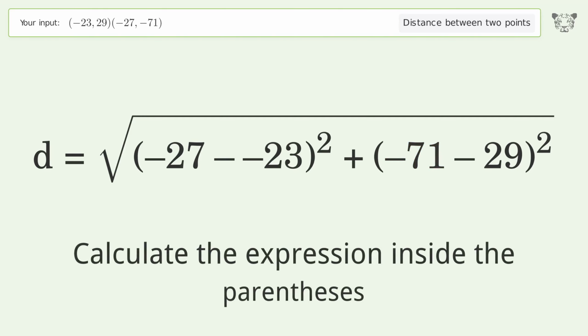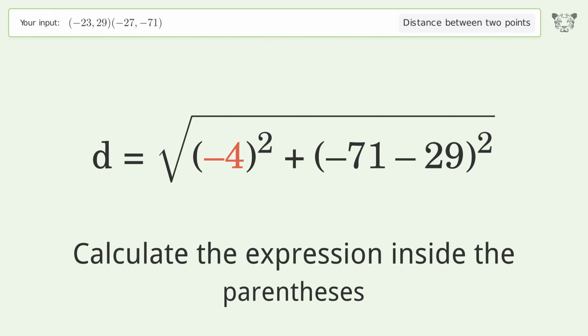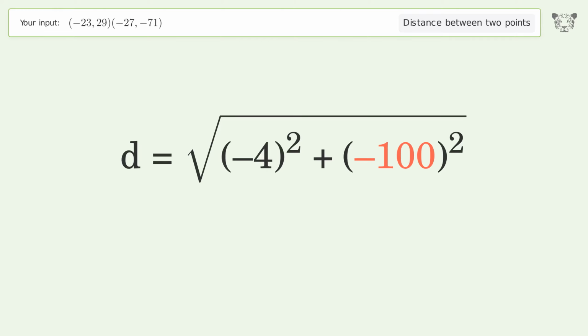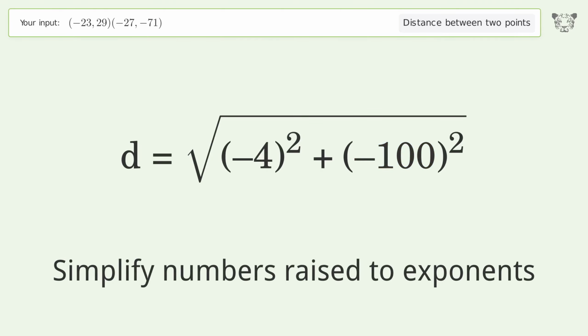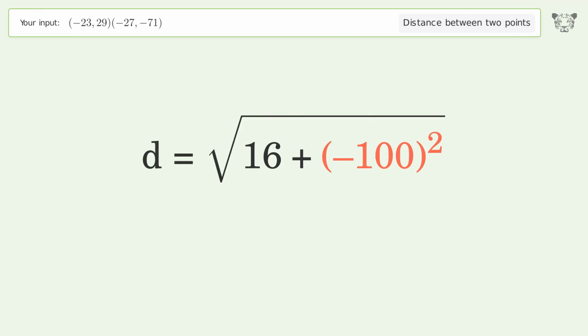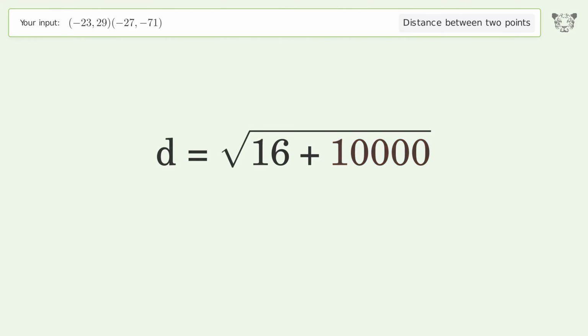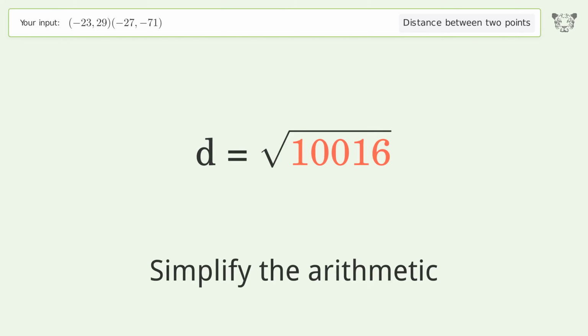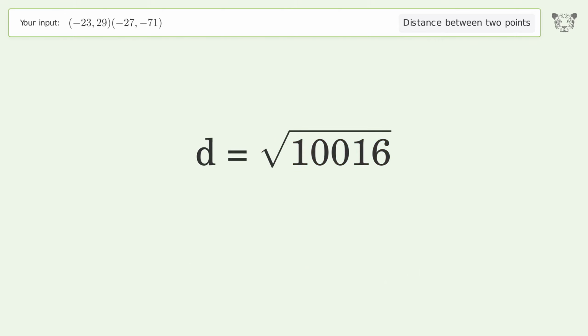Calculate the expression inside the parentheses. Simplify numbers raised to exponents. Simplify the arithmetic. And so the distance between the 2 points is the square root of 10,016, or 100.08.